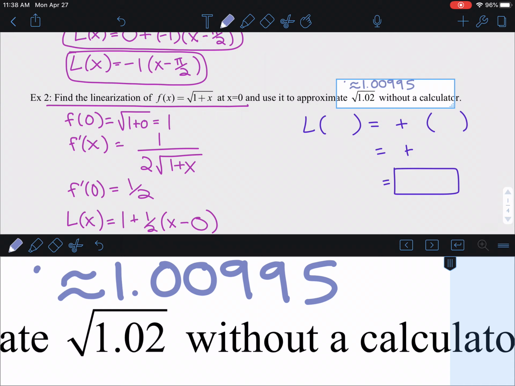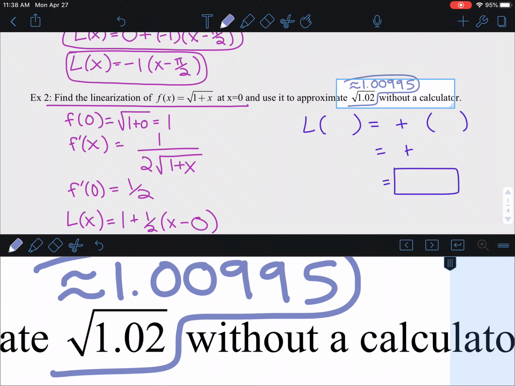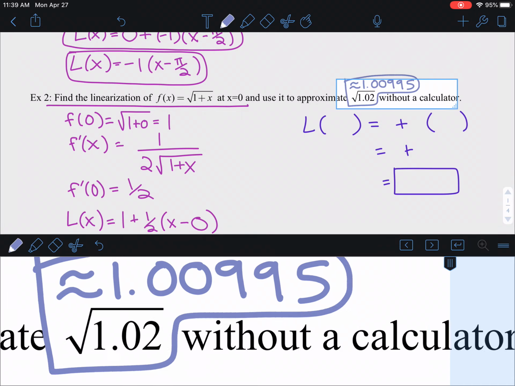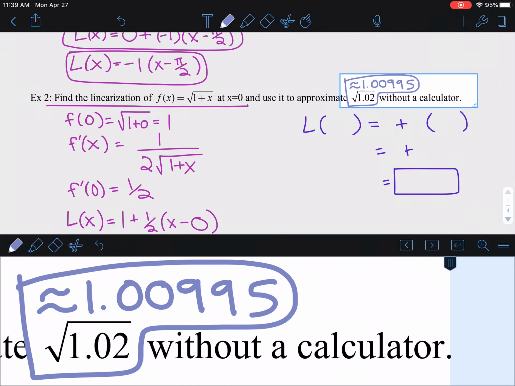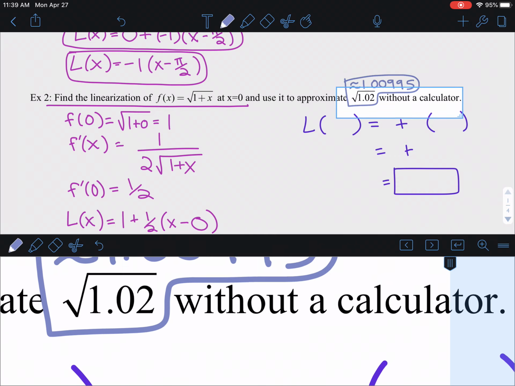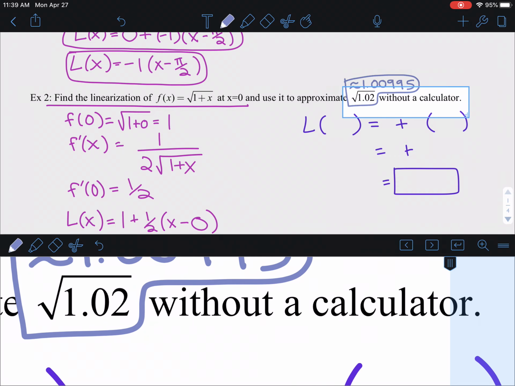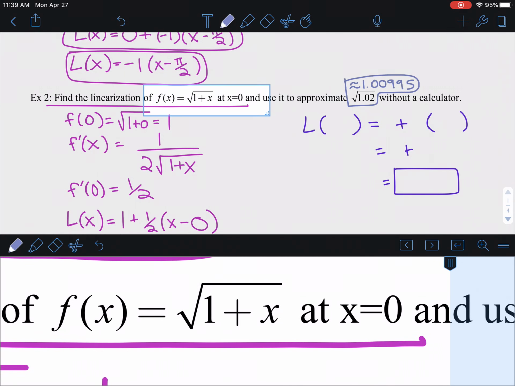So this is the answer we get using a calculator, being cheats here. But how would I have done this without a calculator? Well, what did we do? We found the equation of a tangent line at x equals 0.